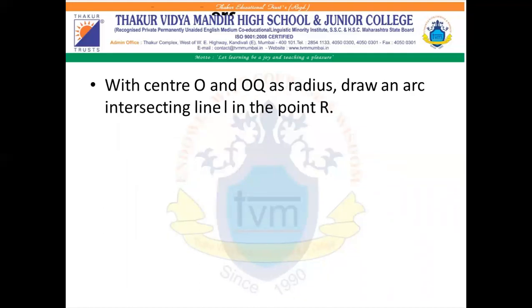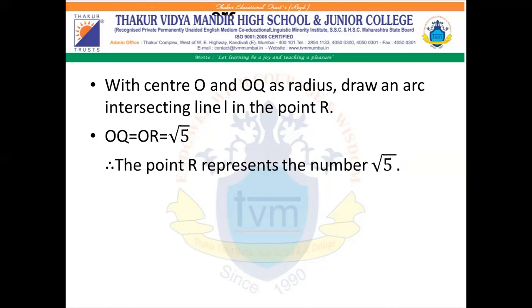With the center O and OQ as a radius, draw an arc of a circle intersecting the line L at the point R. OQ is equal to OR is equal to root 5. OQ and OR are the radii of the same circle. Therefore, the point R represents the number root 5.